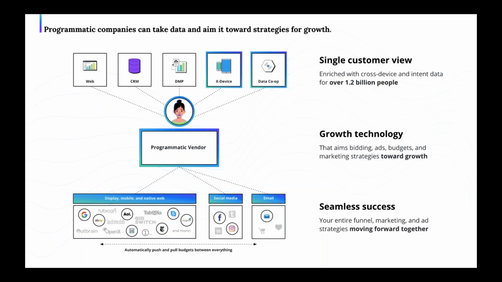They're really giving you a single customer view, so that you would be taking all of your data, putting it into that programmatic vendor, and then they would be sending it out into the different display, mobile, native web, social media, email, networks and exchanges out there to access those, whatever they may be. And really optimizing those on your behalf. That takes some of that self-management and self-optimization out of your hands and clears up your plate.